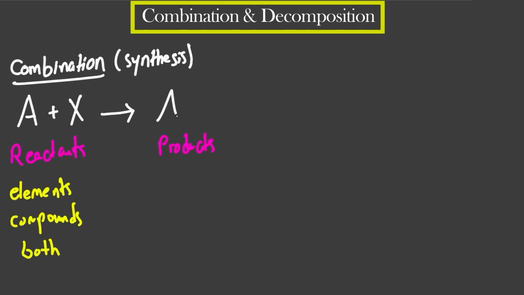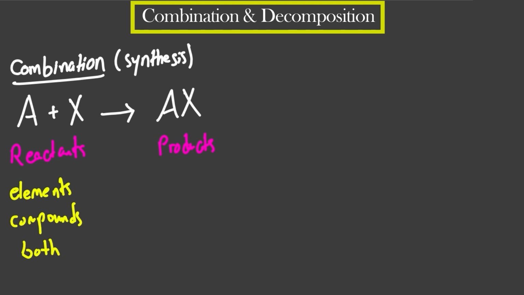In the reactants, A and X both represent elements or compounds. And the AX in the product shows the single product, or the end product, of the combination reaction. So it's that simple. Now let's try to solve some examples.